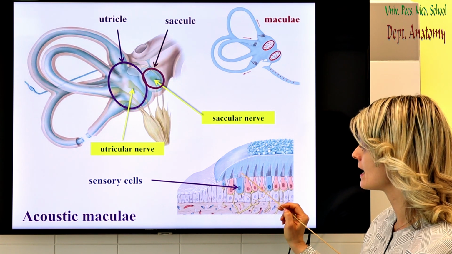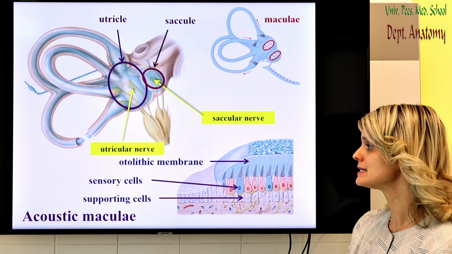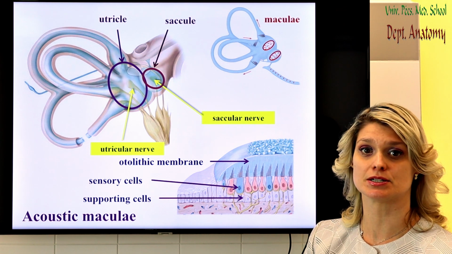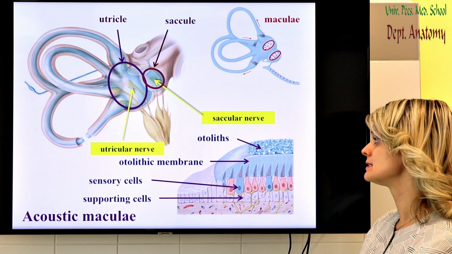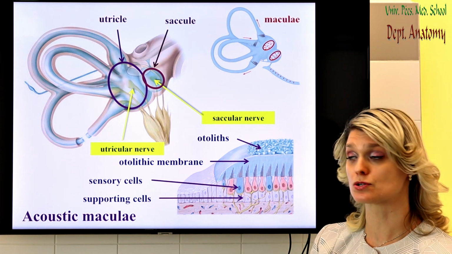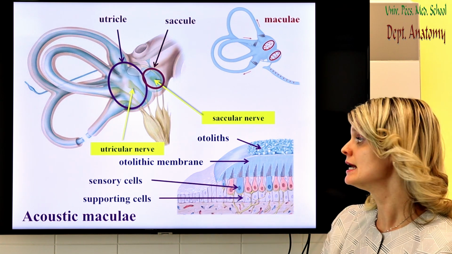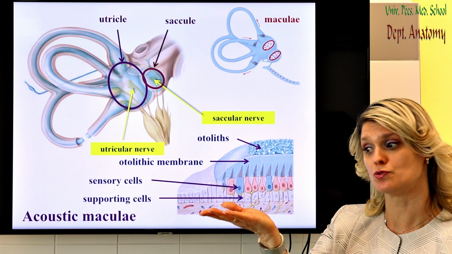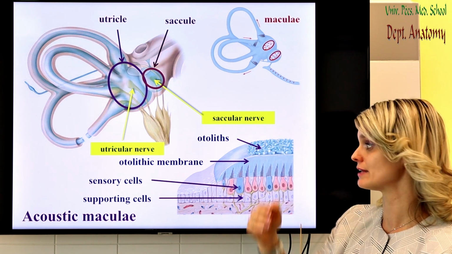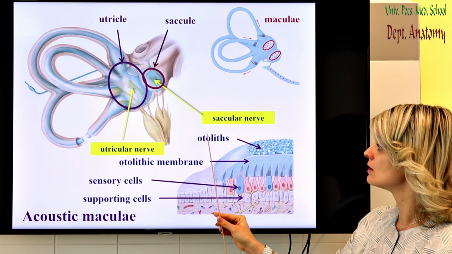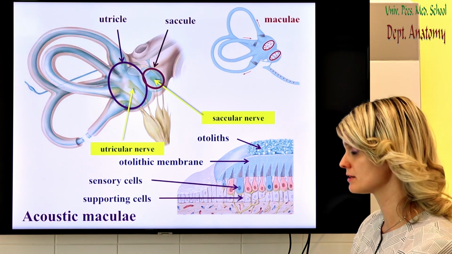First we have supporting cells, and all of them are embedded in a jelly-like material, which is called the otolithic membrane. And within this otolithic membrane, there are a lot of crystals, otolithic crystals, which are embedded within this jelly-like material. They help to move this jelly structure in horizontal and vertical direction. So these are the otolithic crystals on the surface of this jelly-like material.